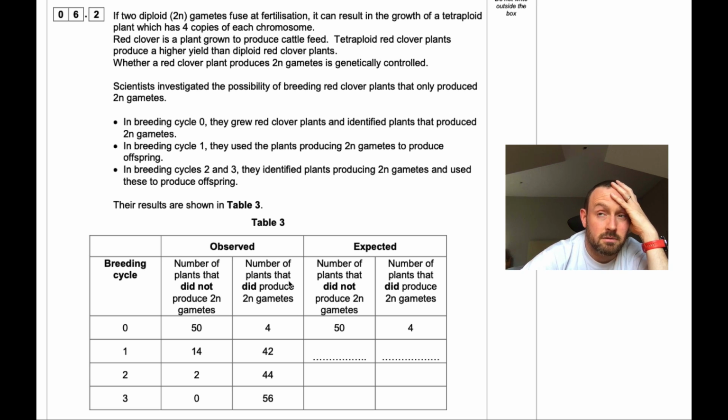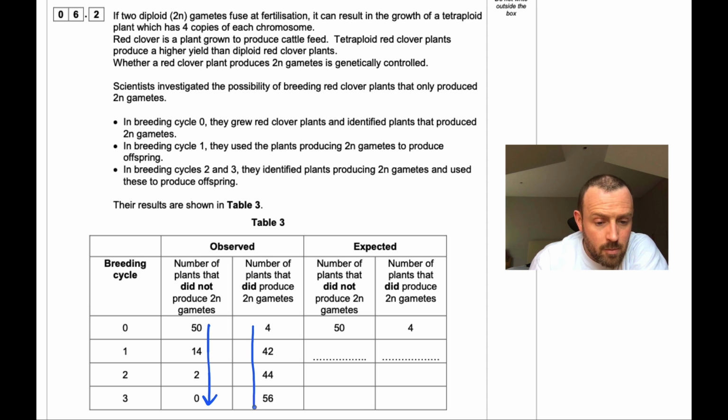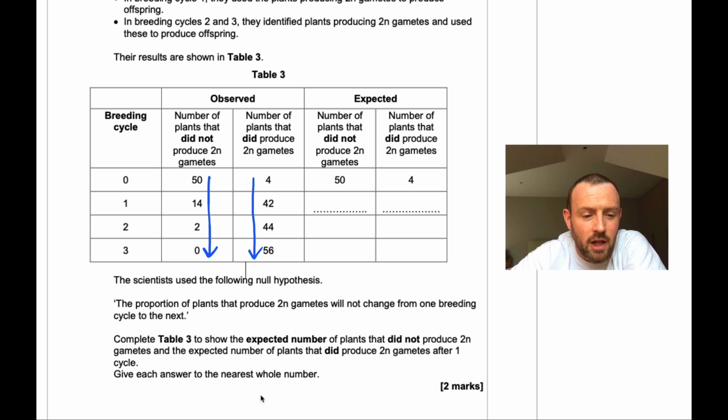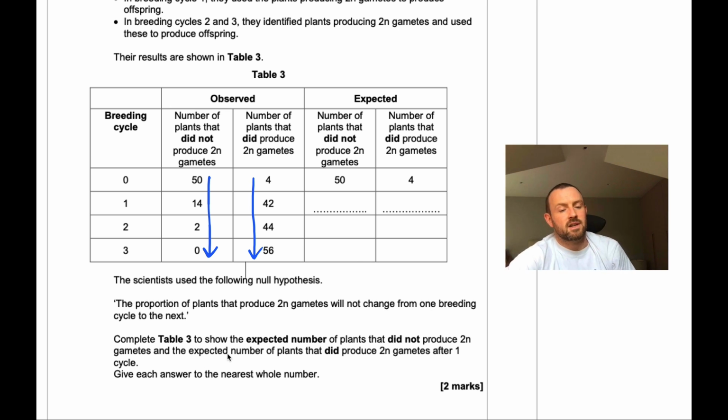So this is essentially artificial selection. So breeding cycle 0, 1, 2, 3. The number of plants that did not produce 2N gametes is going down and down and down. And the number of plants that did produce 2N gametes is going up. The scientists used the following null hypothesis. The proportion of plants that produces 2N gametes will not change from one breeding cycle to the next. Yes, I remember this question. I have seen this one before. Complete table 3 to show the expected number of plants that did not produce 2N gametes and the expected number of plants that did produce 2N gametes after each cycle.